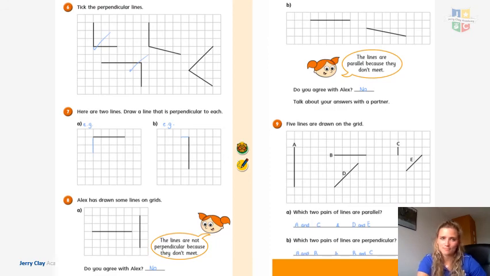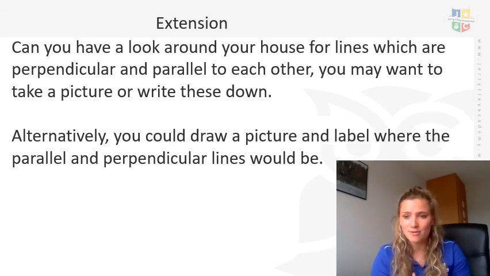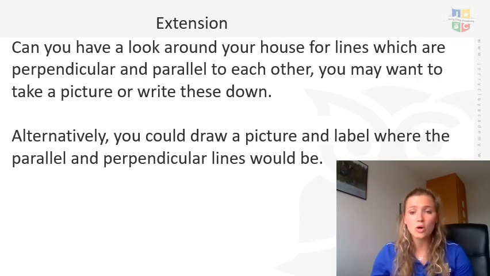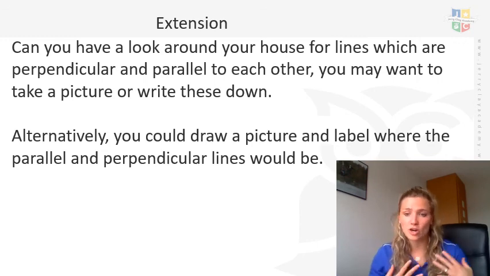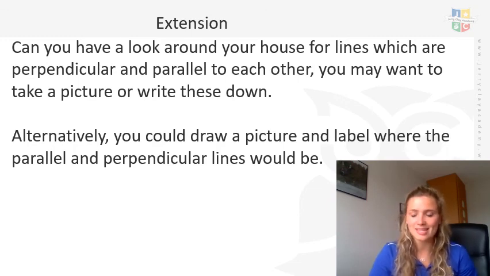So for an extension activity, what you might want to do is have a look around your house, go and take some pictures using either your iPad or a phone, if you borrow your parents' phone, to find where you can see parallel and perpendicular lines. Alternatively, you might want to draw a picture of something and label the lines. So it could be you just draw parallel and perpendicular lines, or you could draw a picture of something, an object, a house, something where you know that you're going to have some lines, and label these.